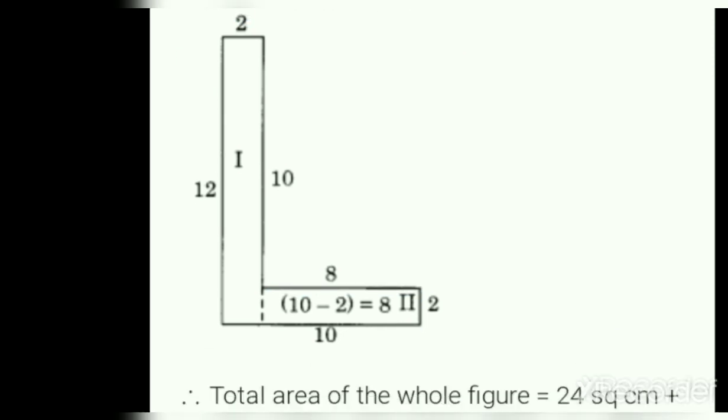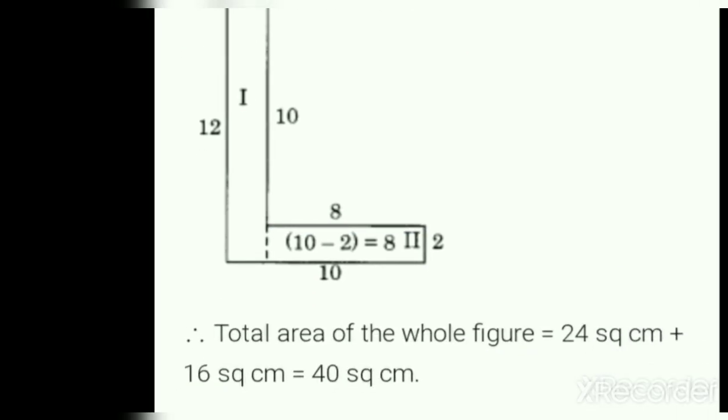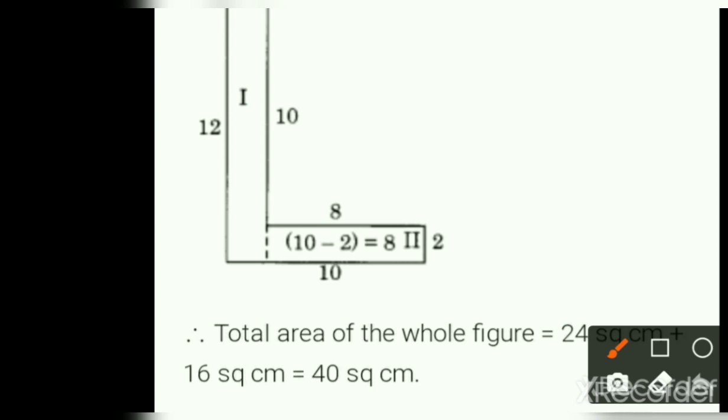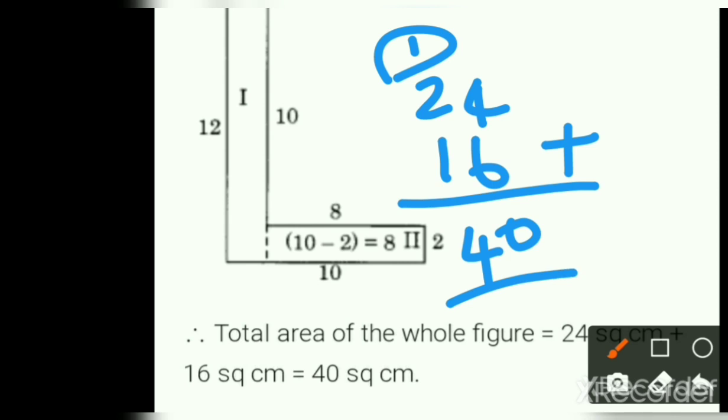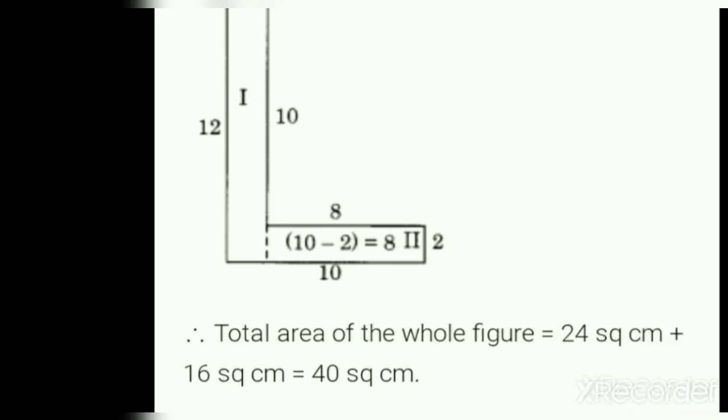Clear, children? Now we have to find the total area of the given figure. The area of the first rectangle we got as 24, and the second rectangle we got as 16. Now we have to find the total area, which means we have to add. 4 plus 6 is 10, again 2 plus 1 is 3, 3 plus 1 is 4. So we have 40 square centimeter, which is the total area of the whole given figure. Clear?